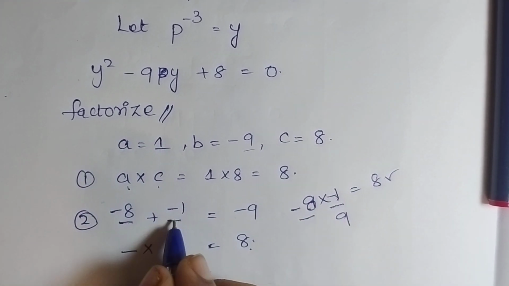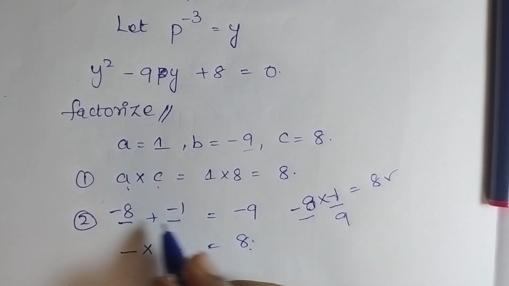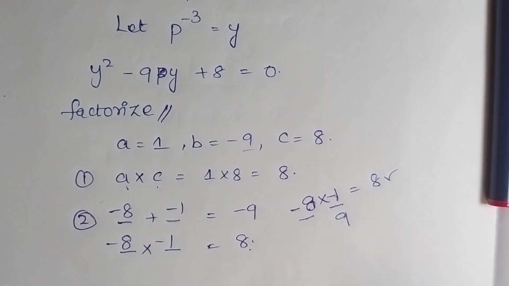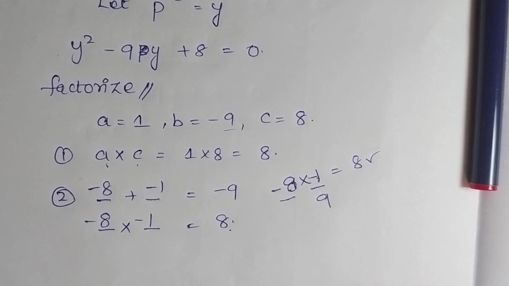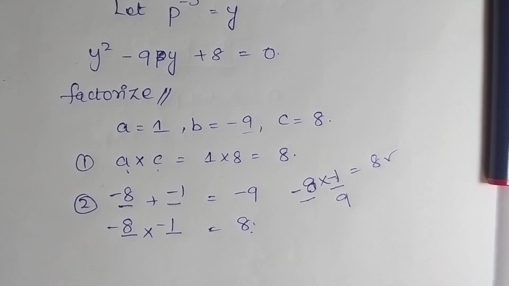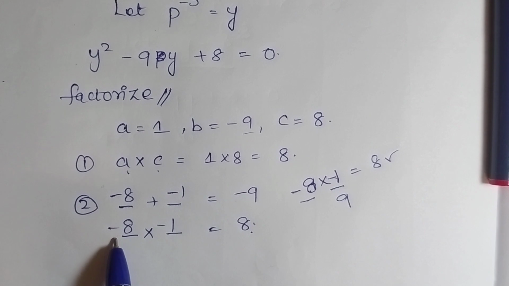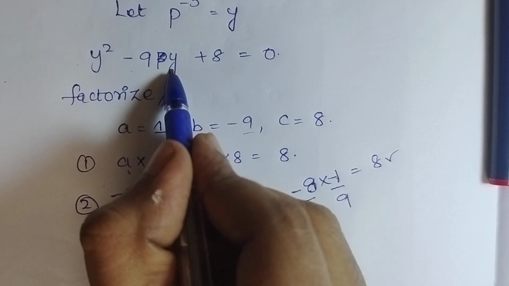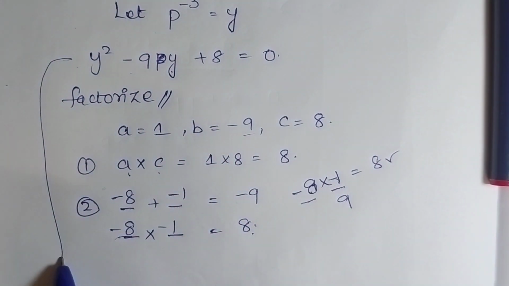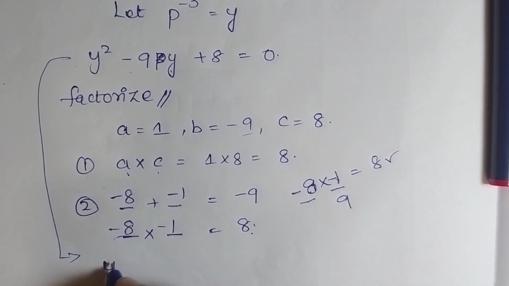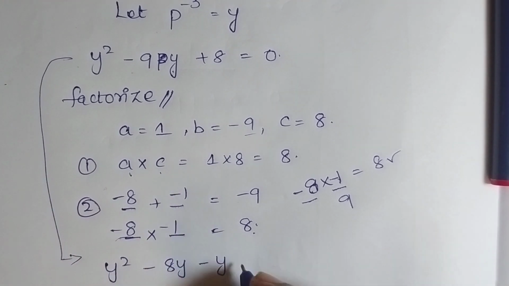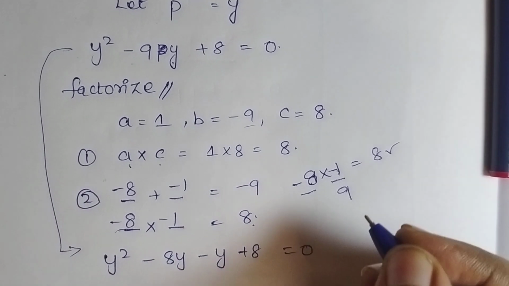Okay, let's check. If I add these two, I will get minus 9. Then if I multiply these two, I will get plus 8. We know that minus into minus is plus. So I am going to apply these two values in the place of minus 9y. So this equation becomes y square minus 8y minus y plus 8 is equal to 0.